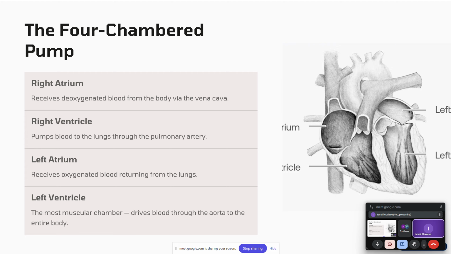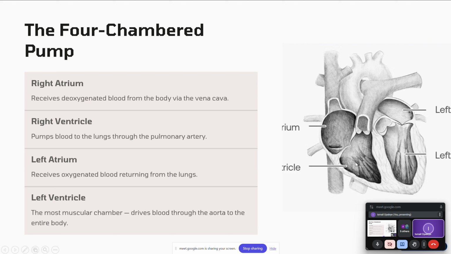So when there is enough build-up of pressure within this right atrium, the pressure forces these flaps to open. Once they open, the blood is able to flow into this right ventricle.